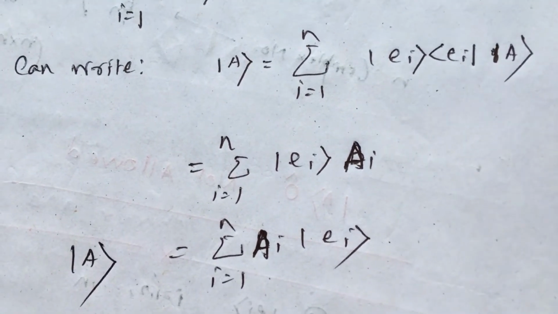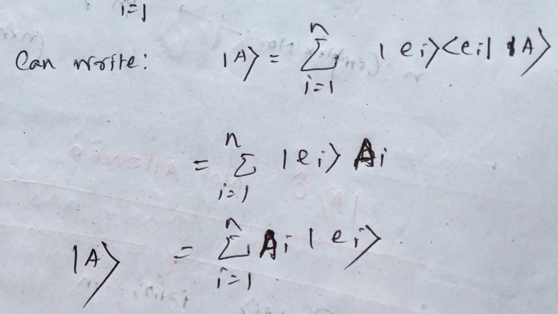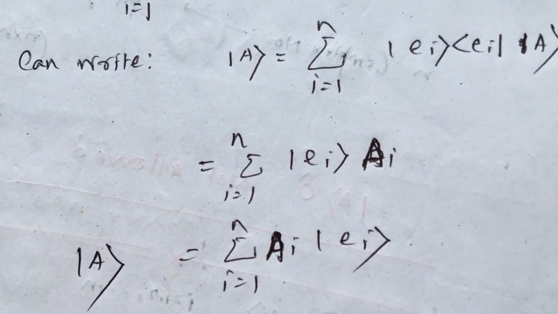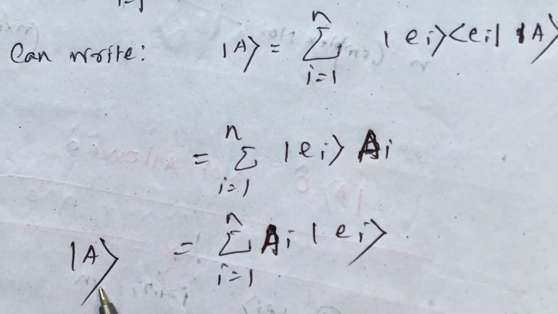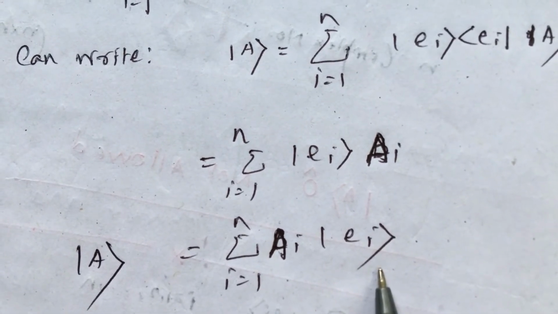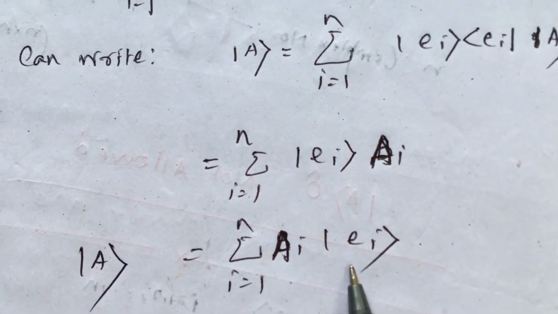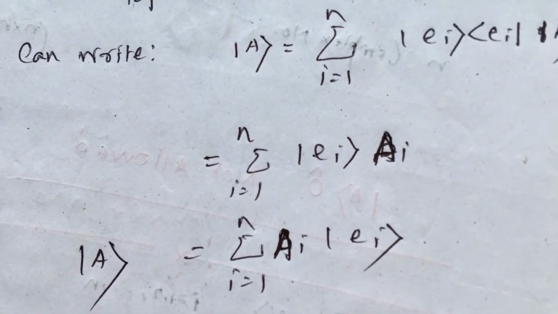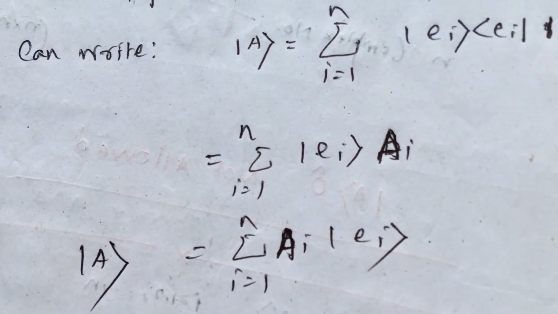It tells us that if Ei is a basis vector and it is a complete set of basis vectors, it forms a complete set of vectors. I can write any vector A as a linear combination of all these basis vectors, that is in n dimensions. If these basis vectors form a complete set, then any vector A in this dimension can be written as a linear combination of these basis vectors.